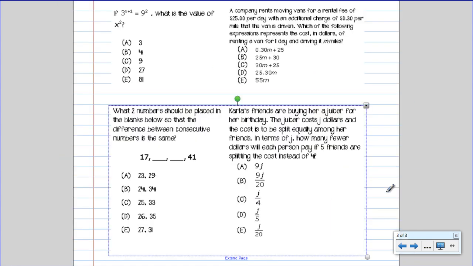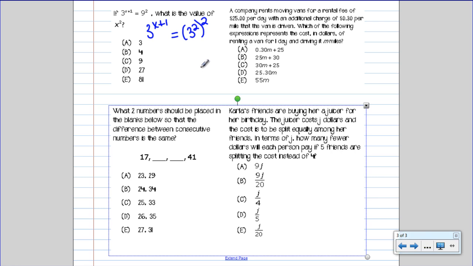So the next one says that if 3 to the x plus 1 equals 9 squared, what's the value of x squared? Well, the first thing that has to happen is, since I have two things that involve exponents, I'm going to have to make sure that they have the same base, which means since this one's a 3, I need this one to be a 3. So I'm going to leave this as 3 to the x plus 1. Now to make a 9 so that my base is a 3, well, 9 is the same thing as 3 squared. So I'm going to rewrite that 9 as 3 squared. Now I have similar bases. But that 9 was squared, so I have 3 squared, which is 9 squared.